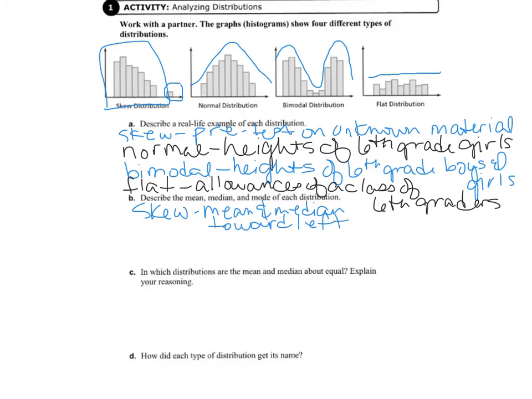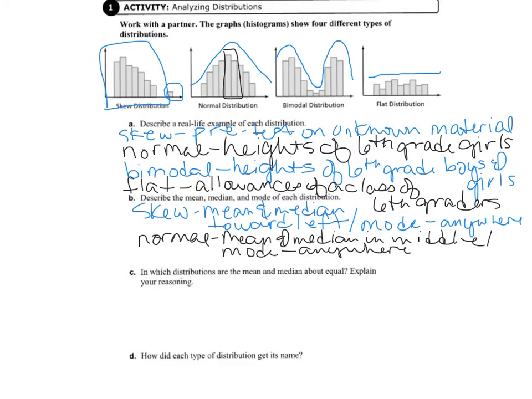It's impossible to tell where the mode is because remember that on a histogram, each bar doesn't represent one number, it represents a group of numbers. So the mode could be anywhere. The same is true on the normal distribution. Our mean and median are both middle numbers, so they're going to be in the middle of the graph, and the mode, again, could be anywhere, so go ahead and write that.